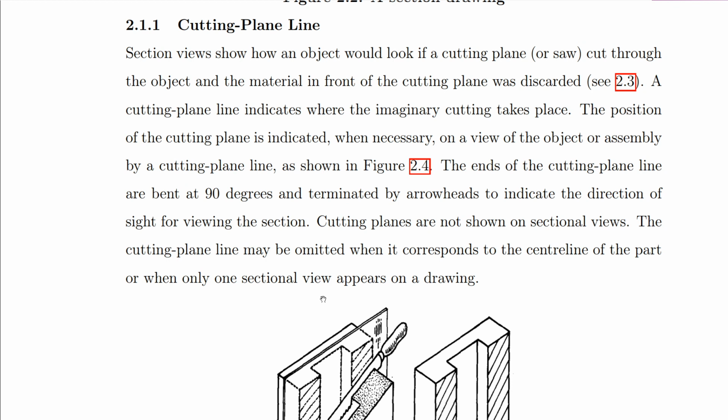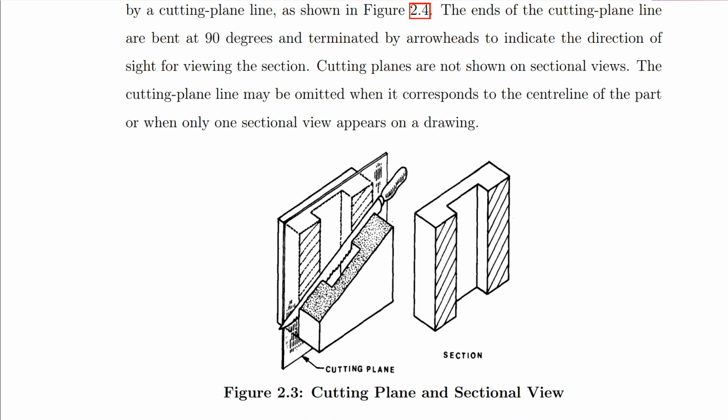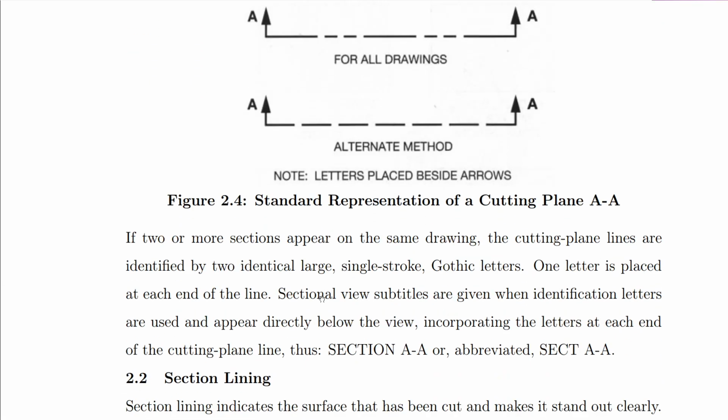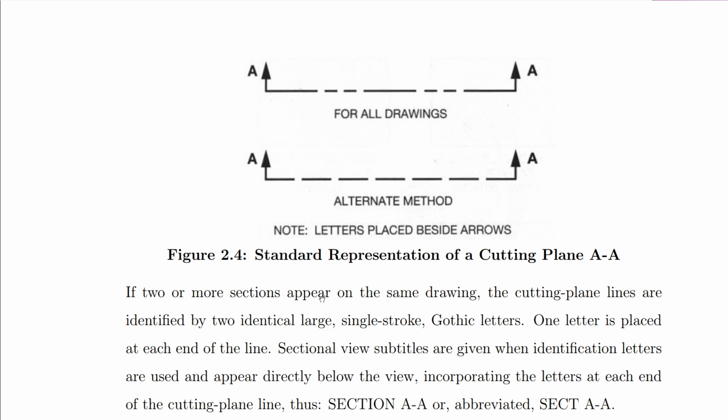A cutting plane line indicates where the imaginary cutting takes place. The position of the cutting plane is indicated, when necessary, on a view of the object or assembly by a cutting plane line. So that cutting plane line is what we have here. So there are different types. It could be like this. So basically you have this line here, right? It's a chain line.